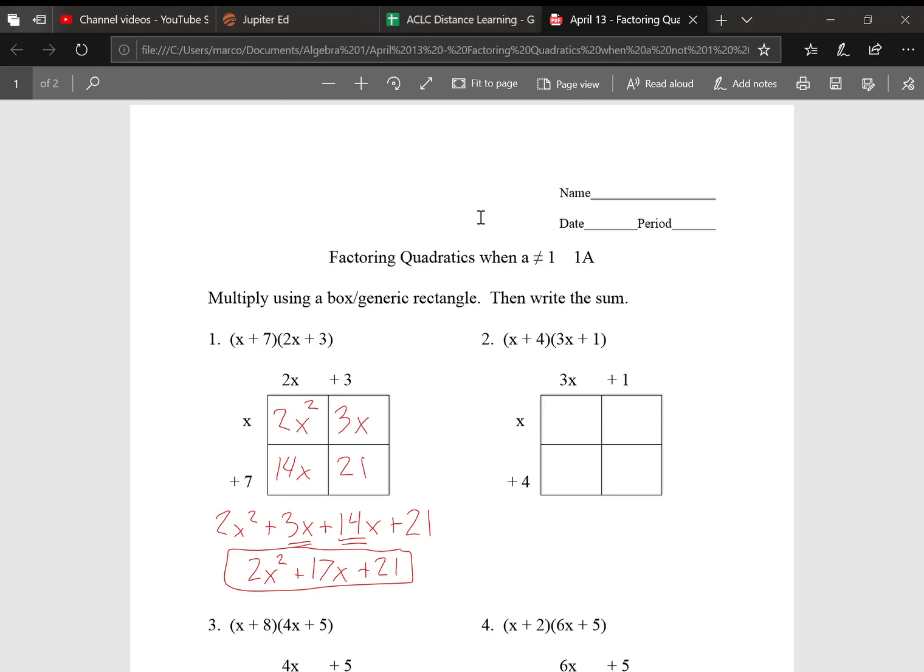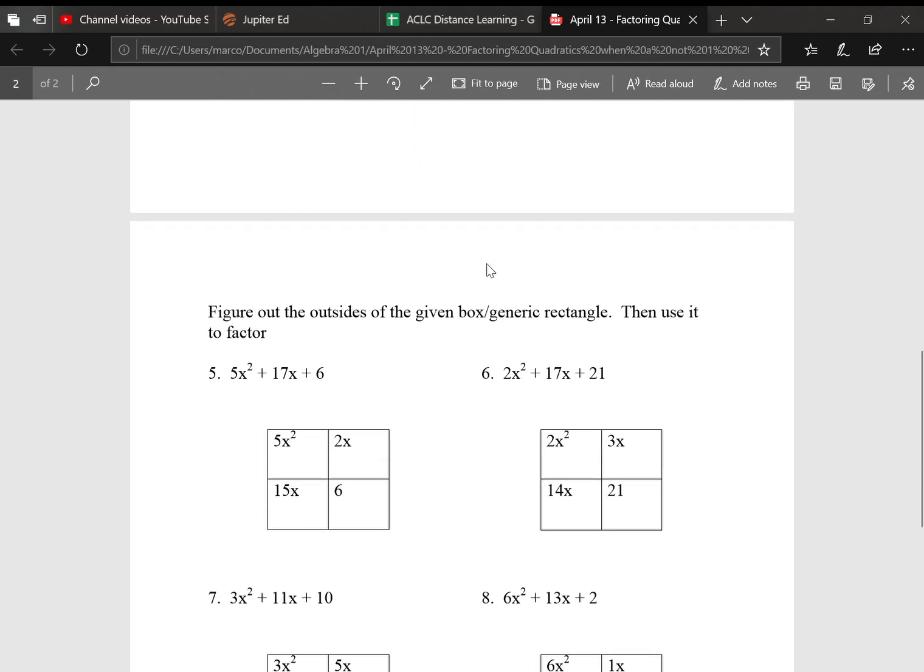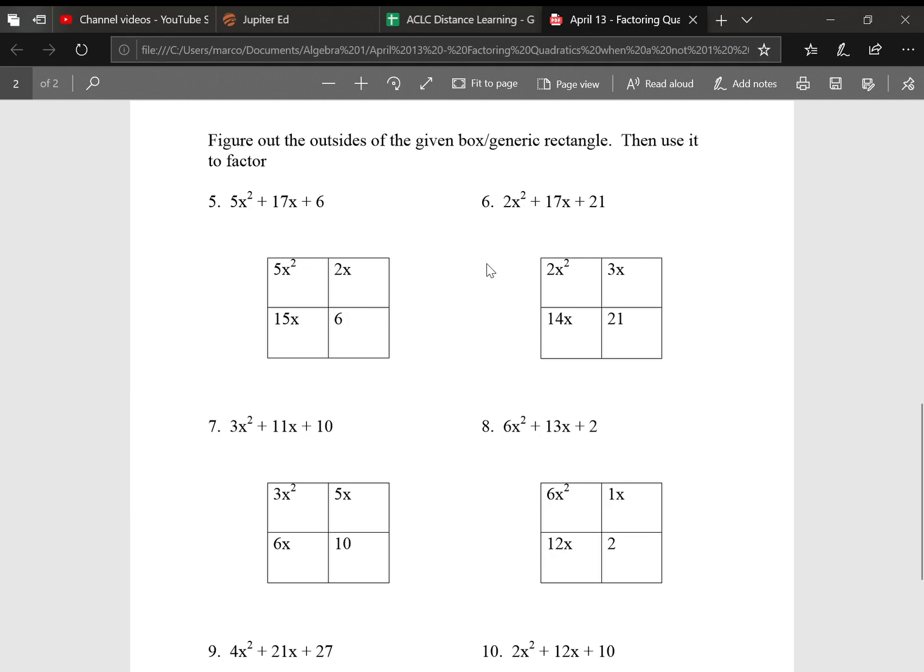Let's continue with factoring quadratics when a is not 1. In the last video I showed you how to do problem 1, which again was just review, but the next couple are pretty new. So here we see that I have generic rectangles where the inside is filled in. Later on I'm going to show you how you can fill it in yourself. I think that happens in 2 lessons from now. But anyway, over here, it's ready to go.